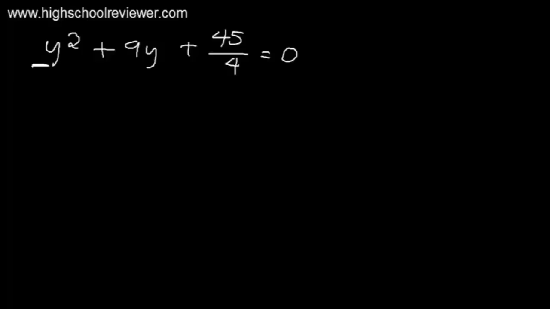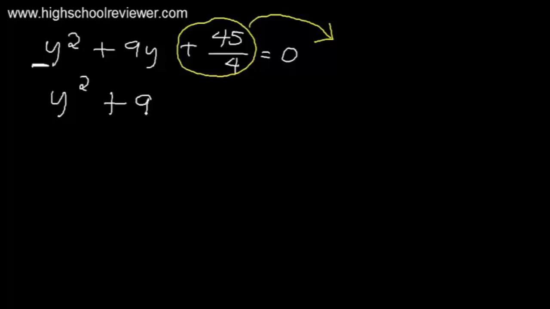Now, we need to transpose positive 45 all over 4 to the right side so that there will only be 2 terms left on the left side. So we need to transpose that to the right. We will have here y squared plus 9y equals. If we transpose positive 45 over 4 to the other side, this will change sign. It will become negative. So this will now be negative 45 all over 4.